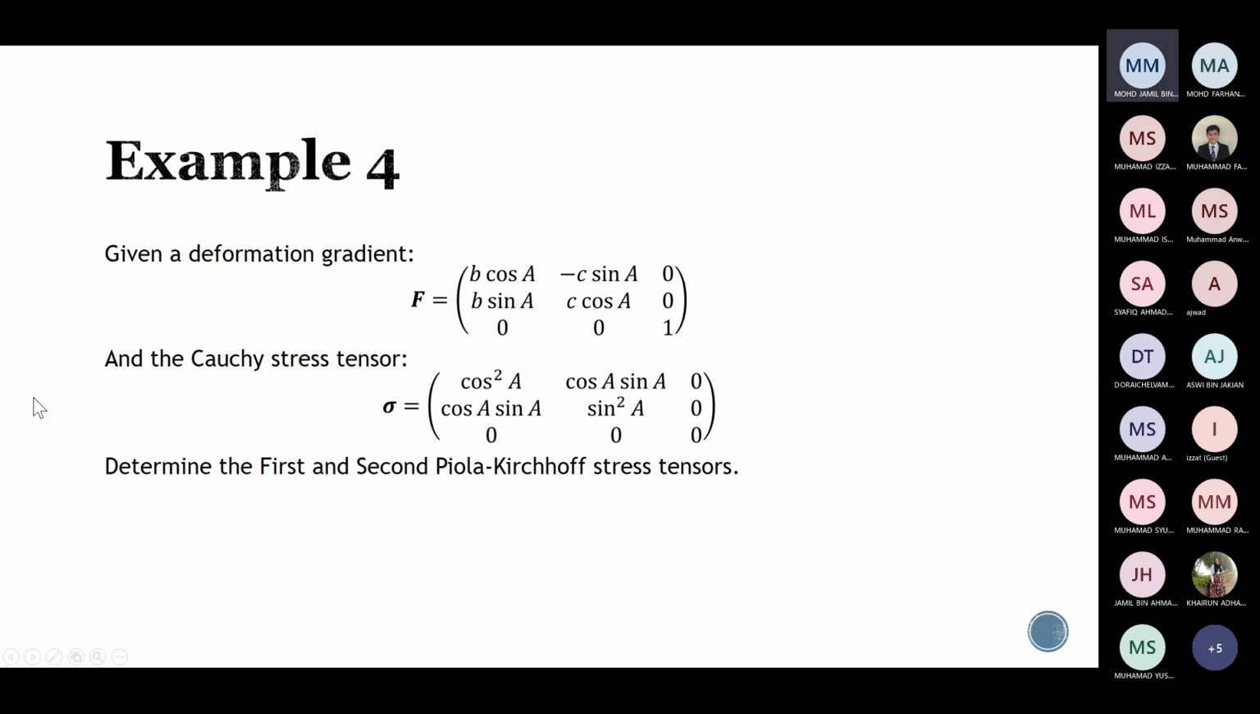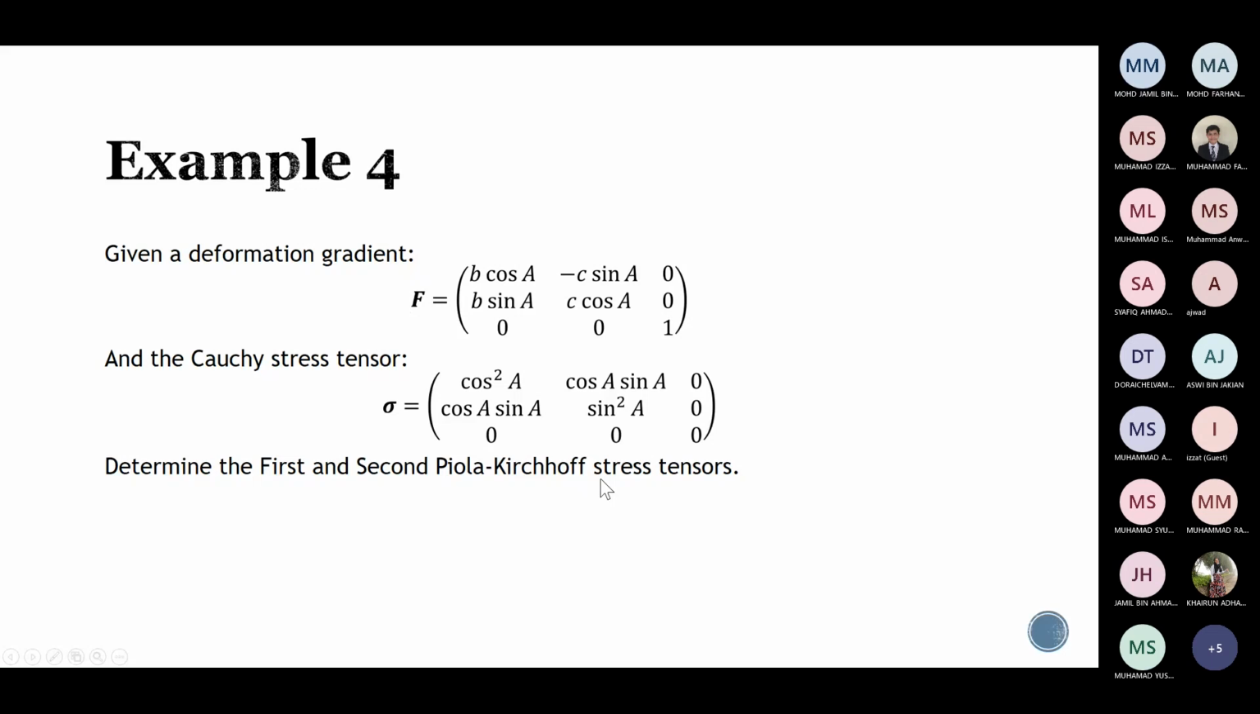You must make sure that to calculate the first and second Euler-Kirchhoff stress tensor, you must find the deformation gradient first. Here in this question, you are given the deformation gradient. If you are not given the deformation gradient, you need to find F first. F here is this tensor, and then this is the Cauchy stress tensor. Usually you are given sigma, but you are not given the deformation gradient, so you need to calculate it.